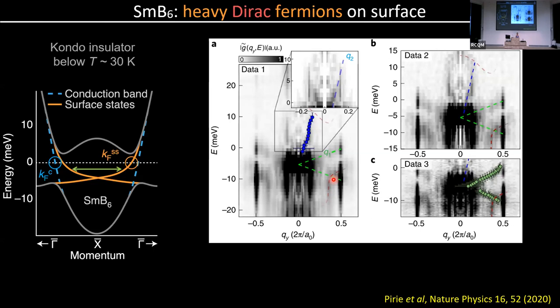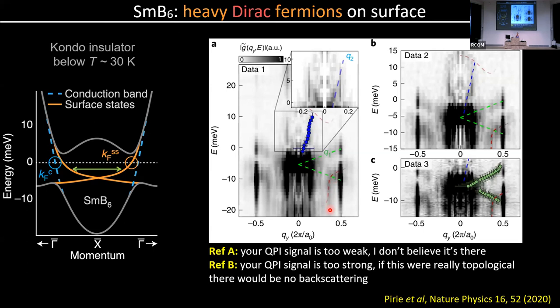We went through multiple rounds, and the basic story boiled down to referee A saying, your QPI signal is too weak, I don't believe it exists. And referee B saying, well, if it's topological, there should be no QPI because there should be no backscattering. Right. So how do we reconcile these things?